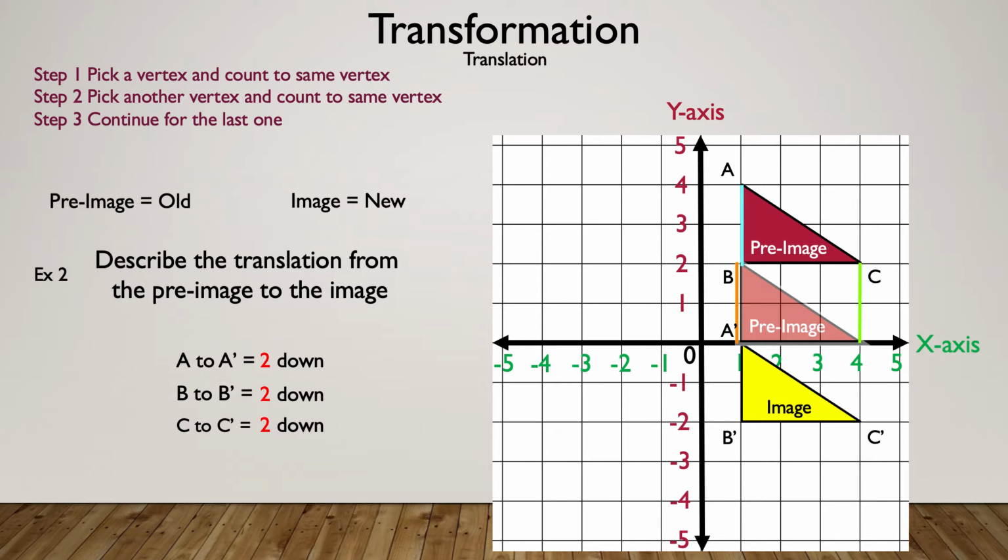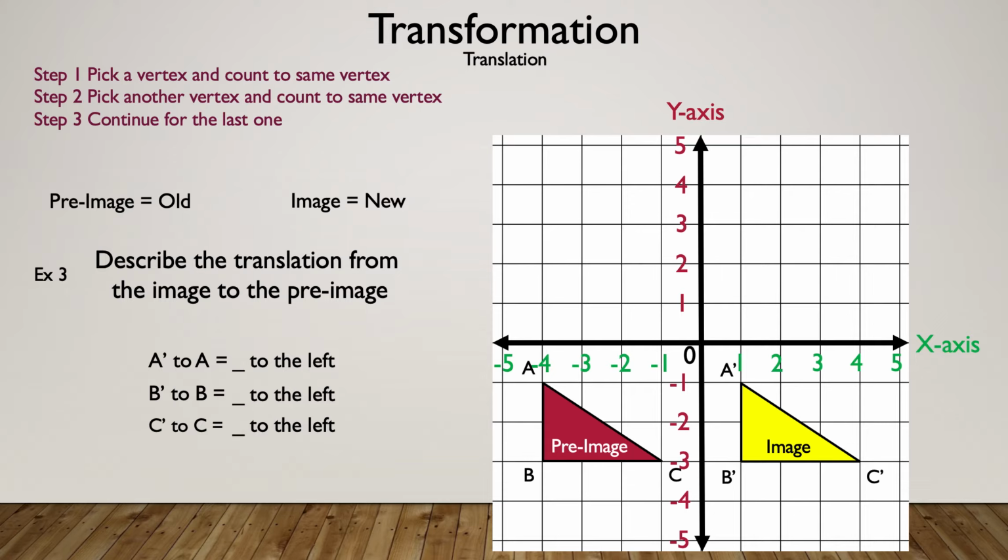So we have 2 spaces down, 3 spaces down, and 4 spaces down. Now the pre-image is overlapped with the image and we are done. And there we have it. So the description is it went 4 down. Let's go ahead and take a look at example 3.